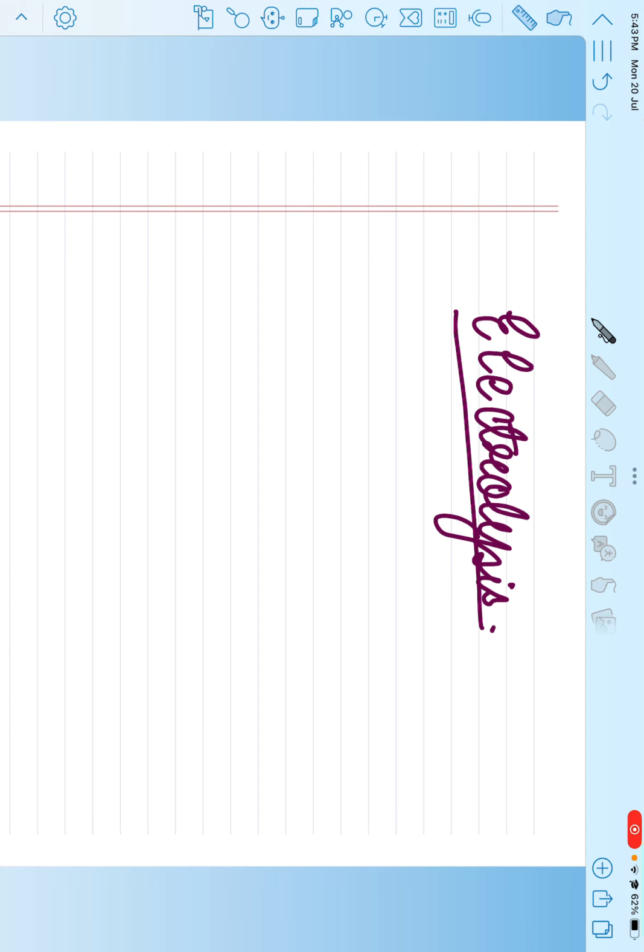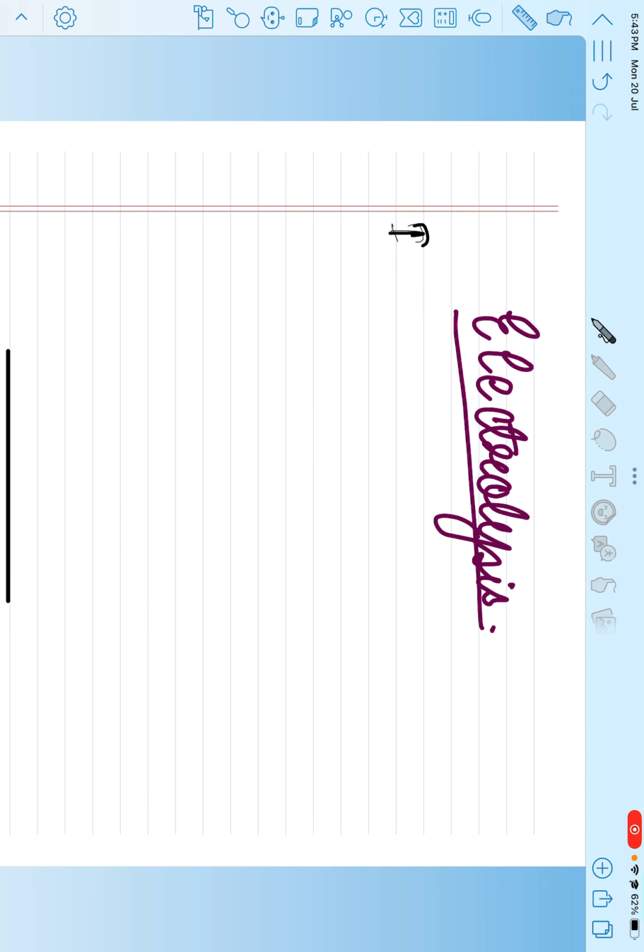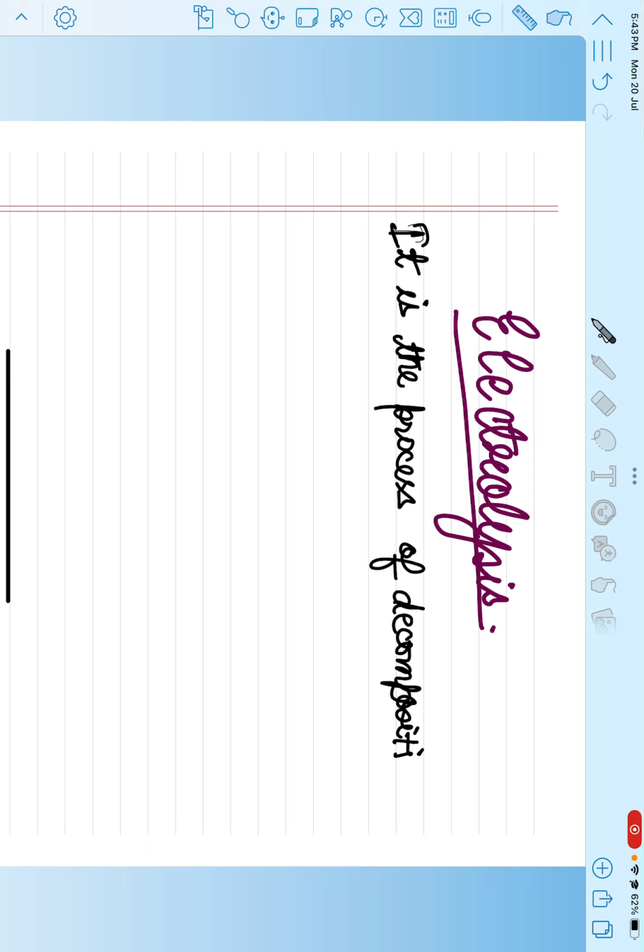Okay, first let's see what this term is. What is electrolysis exactly? Let me just increase the width. We'll be going with a ball pen only. So what is electrolysis? It is the process of decomposition. Please pay attention to the keywords. It is a process of decomposition of a chemical compound.